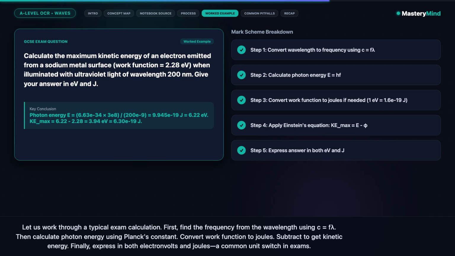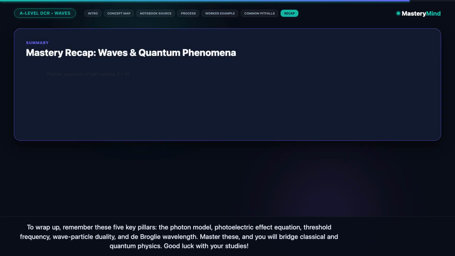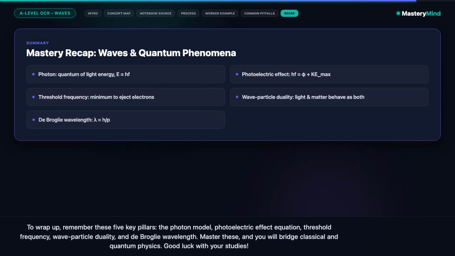Watch out for these common mistakes. Many students think brighter light means more energetic photons. Wrong. Intensity is about the number of photons. Unit conversions are crucial. Always check you are working in joules or eV consistently. Also, remember that classical wave theory fails to explain the photoelectric effect's instant onset and threshold frequency. Examiners love that point.